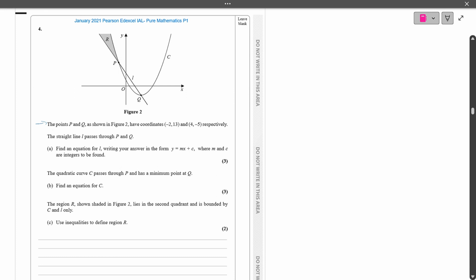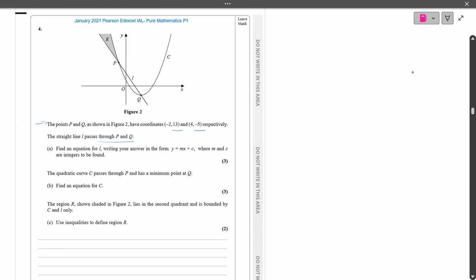Today we are going to solve question number 4 from paper January 2021 Pearson Edexcel IAL Pure Mathematics P1. The points P and Q as shown in figure 2 have coordinates -2 and 13, 4 and -5 respectively. The straight line L passes through points P and Q.